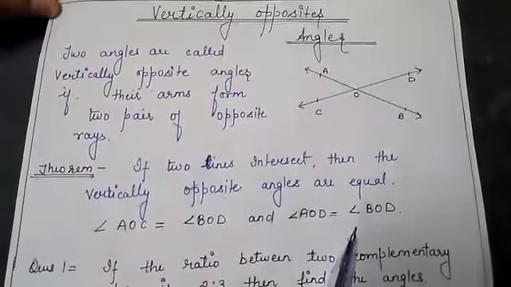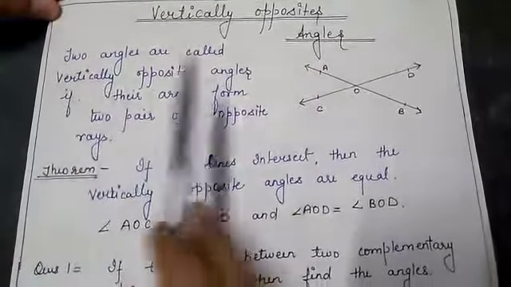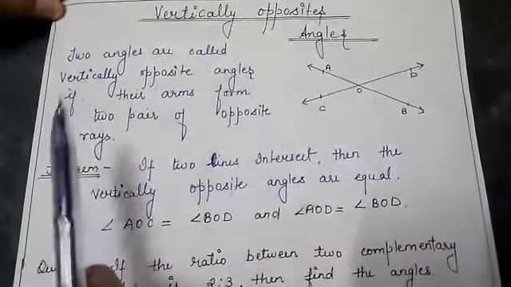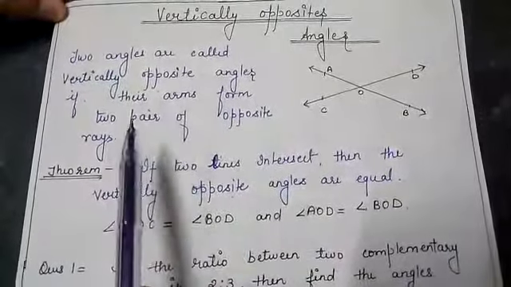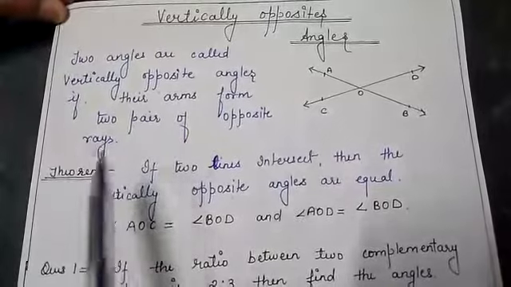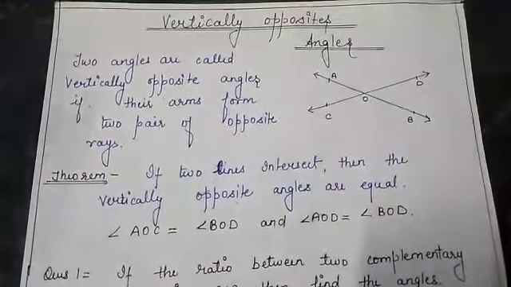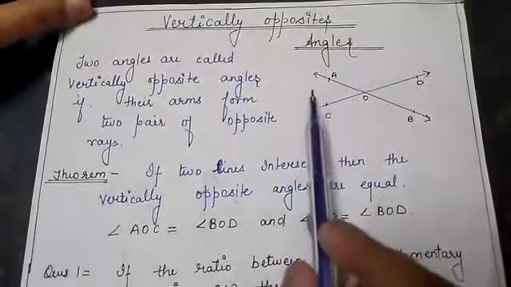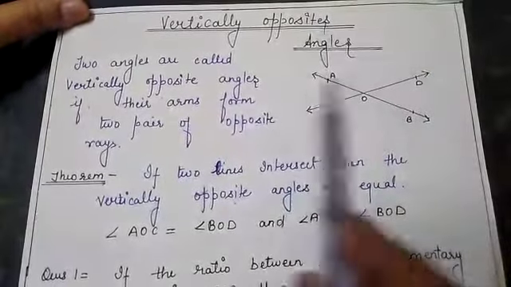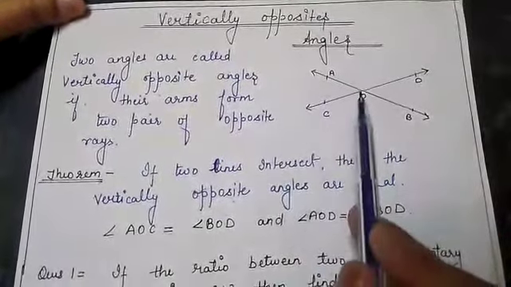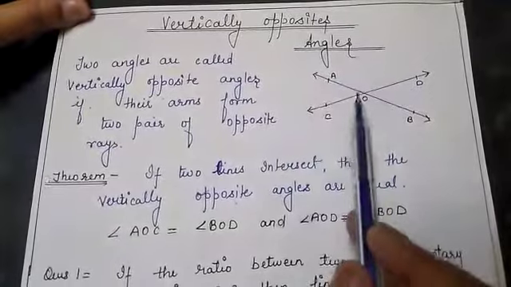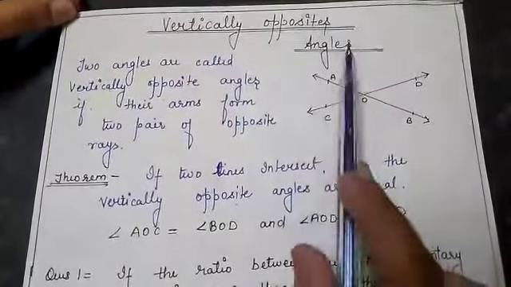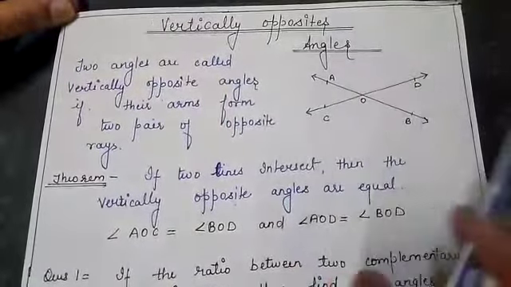Now the next topic is vertically opposite angles. Two angles are said to be vertically opposite angles if their arms form two pairs of opposite rays. That means if two lines intersect. See here, the lines AOB and COD intersect at the common point O. Then we call them vertically opposite angles.